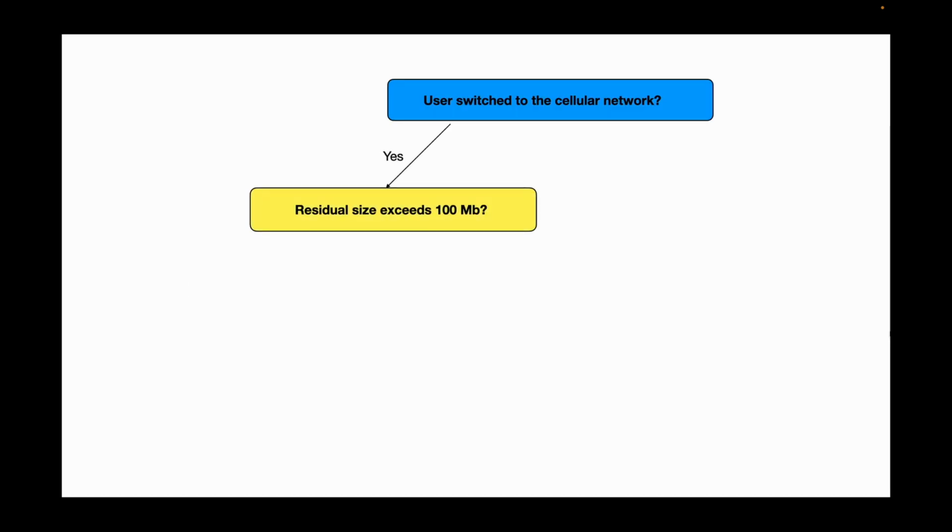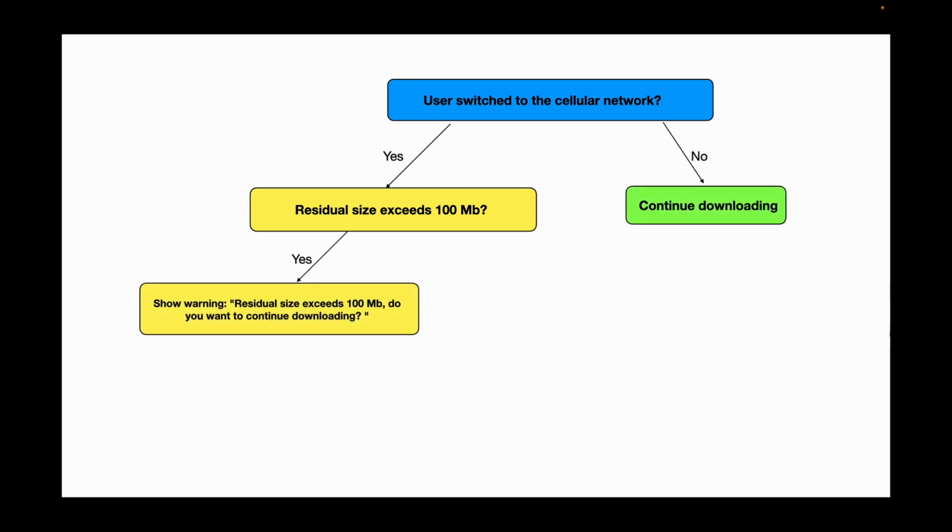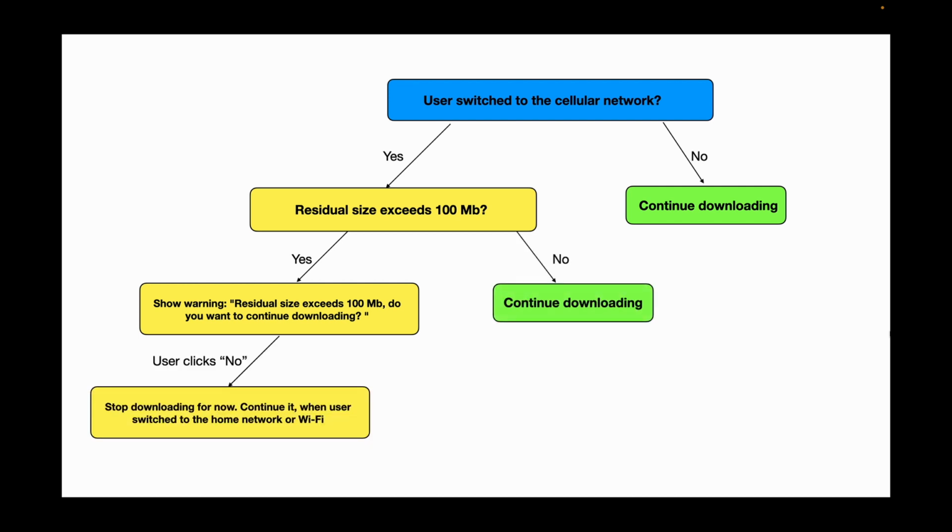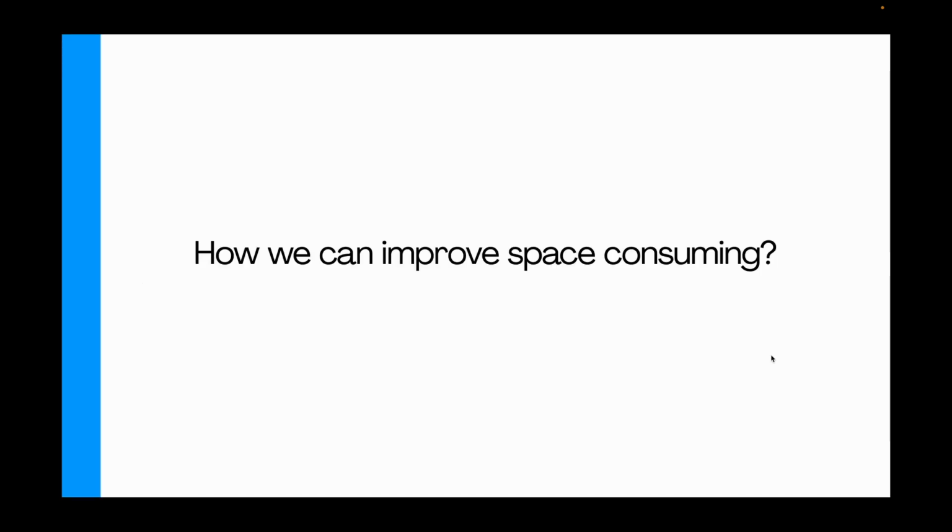Let's look at how it might work. User switched to the cellular network. If yes, we check the file size. If it's bigger than 100 megabytes, we ask the user what we should do. If the user clicks no, we stop downloading for now, and we continue it when the user switches to the home network or Wi-Fi.